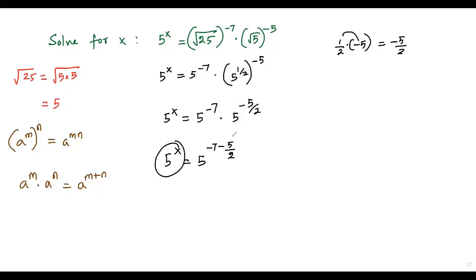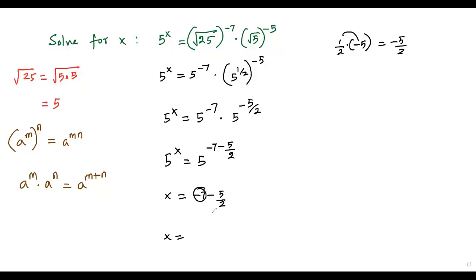Okay, here two terms are equal with the same base 5. Whenever two terms are equal with the same base, we can equate the exponents. So when I equate the exponents, I get x equals negative 7 minus 5 over 2. Now we are in a position to simplify this. Here an integer and a fraction are in subtraction. Whenever a fraction and an integer are in subtraction, we have to multiply the integer by the denominator of the fraction. Once I'm done with this multiplication, I can take 2 as a common denominator.